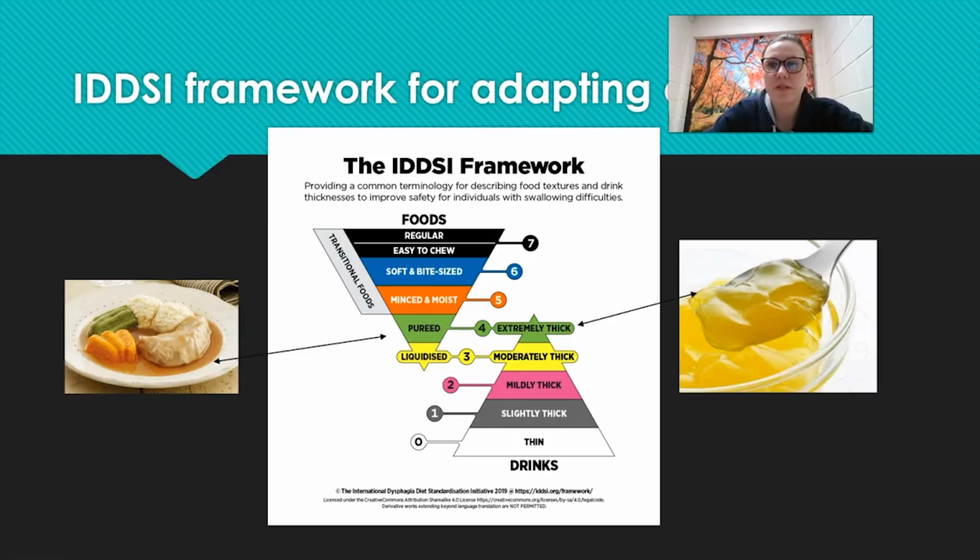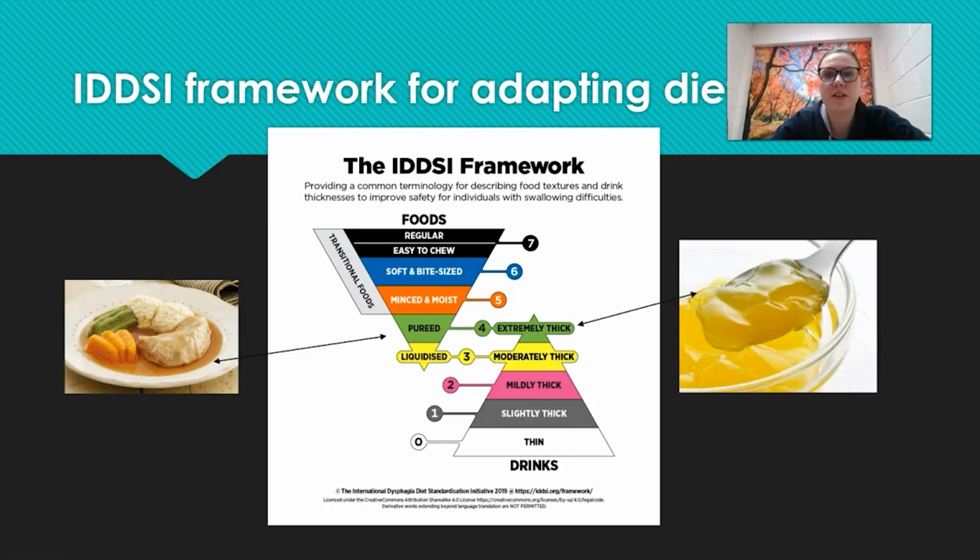So there is a framework that's quite often followed by medical professionals, and this is just how we differentiate between different dietary adaptations. So it could be foods. So we start here at level 7, which is easy to chew foods. Then if we're still struggling at level 7, we can move down to soft and bite-sized pieces. Again, we can then progress that to minced and moist if we're still having problems. And then again onto pureed, a picture there for an example.